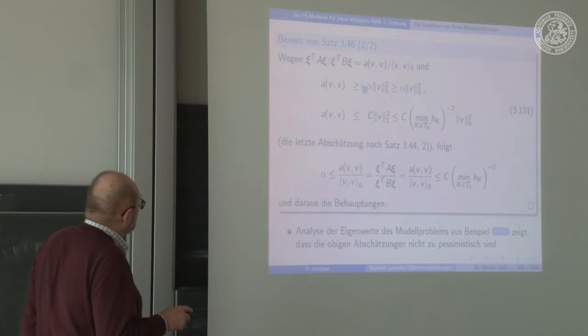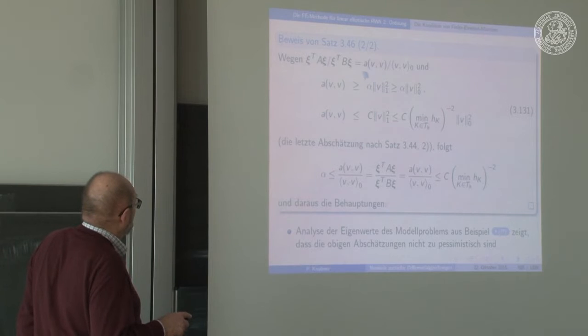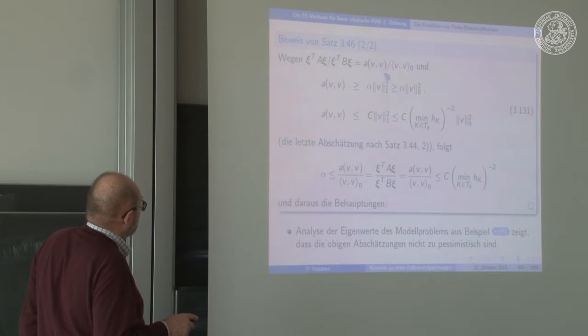So the upper estimate, the lower estimate is simple, in the sense that, okay, V ellipticity gives us this estimate. This is a trivial step here. And that means we have a uniform lower bound by alpha independent of k for this quantity.